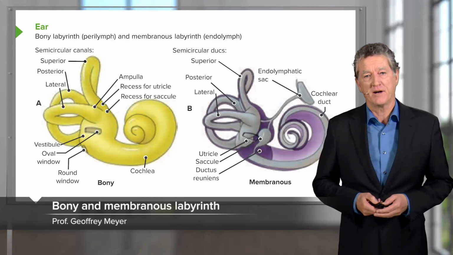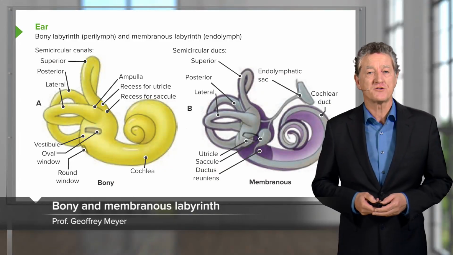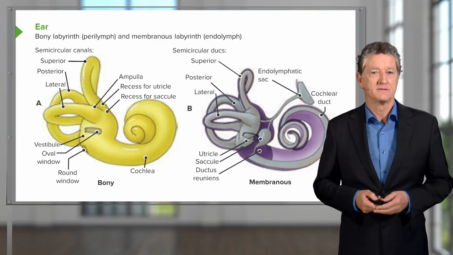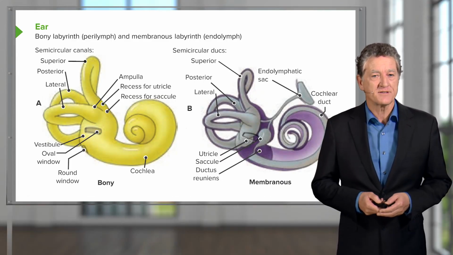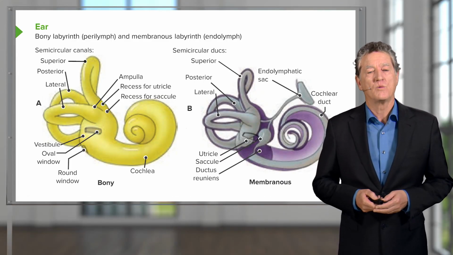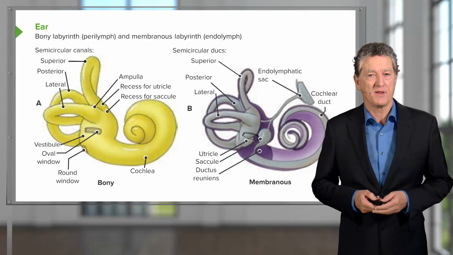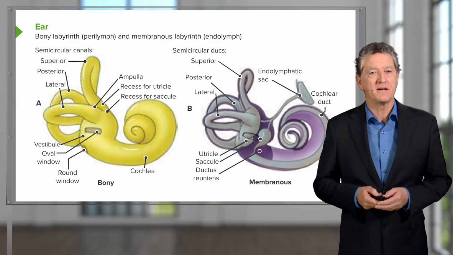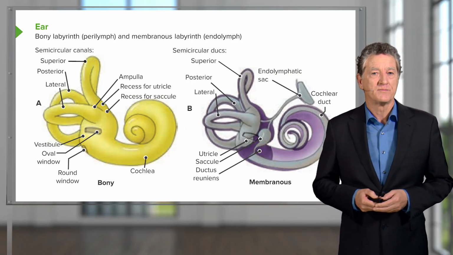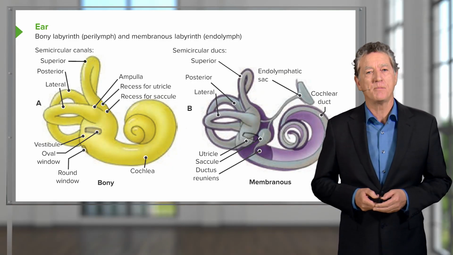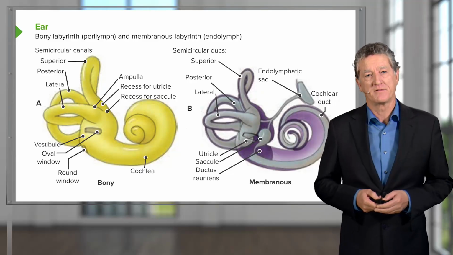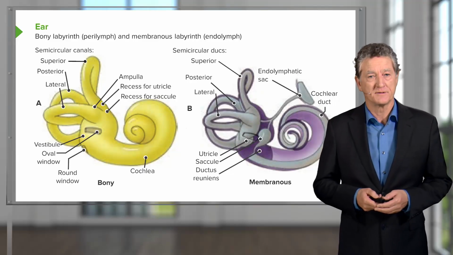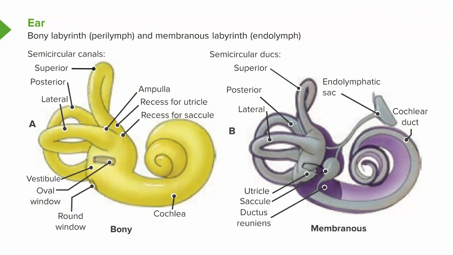Here are two diagrams representing the structure of the inner ear. On the left-hand side, you have what we name the bony labyrinth. It's the bony portion of the ear embedded in the temporal bone. Inside that bony labyrinth is going to be perilymph fluid. And I'll come back to that diagram in a moment.